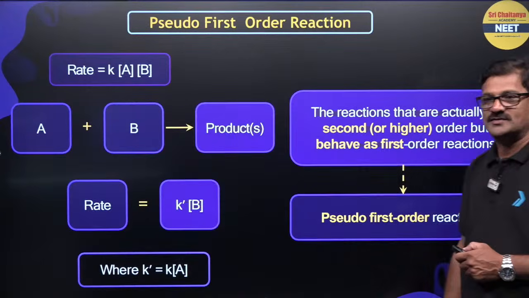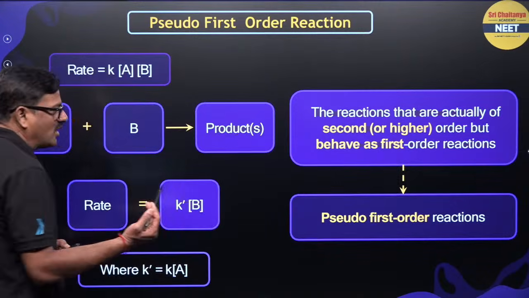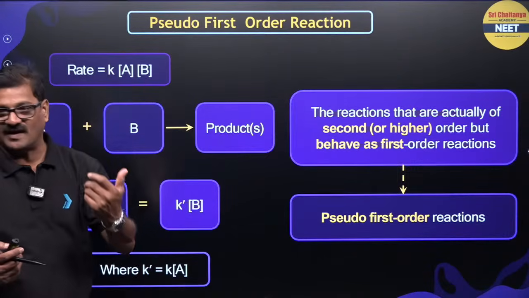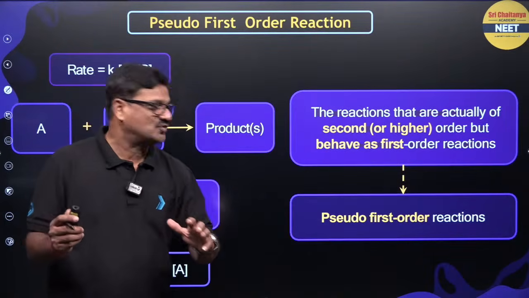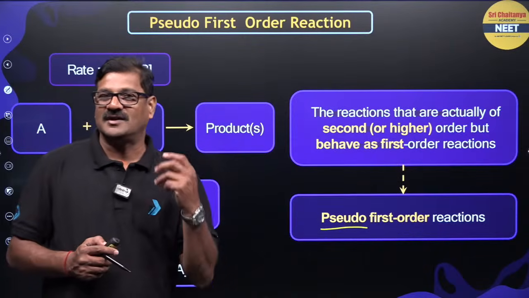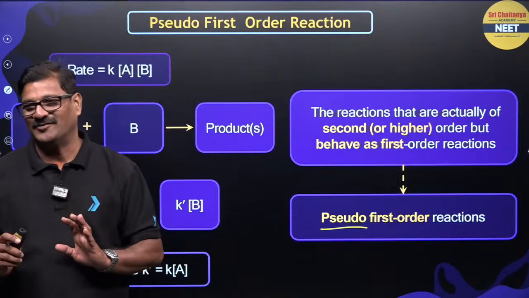Very good, my dear doctors. And you can see that's what pseudo first order reaction is: the rate is actually a second order, maybe some other higher order, but behaves as a first order. That is a behavior, so it is said to be pseudo. You all medical students becoming future doctors, you know what is a pseudo. It's a false. Right, beta?